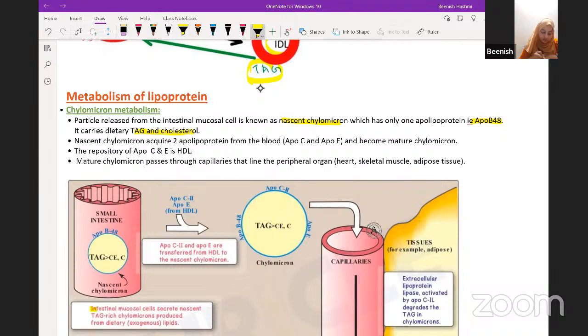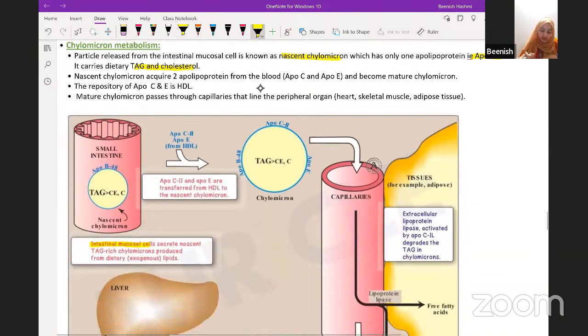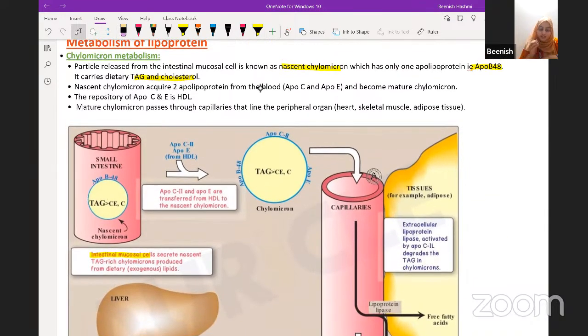Let's understand this with the help of the diagram. Your intestinal mucosal cells secrete what? They secrete nascent TAG-rich chylomicrons. The chylomicrons produced by the intestinal mucosal cells are initially not mature. They are secreted in nascent form and are rich in exogenous TAG, and they only have one apolipoprotein, that is B48. So this is your nascent chylomicron, rich in TAG, with only one apolipoprotein, ApoB48, secreted by the intestinal mucosal cells.